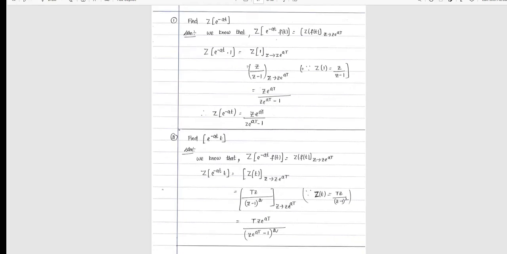Yes. Now let us do this question. Find the Z transform of e to the power minus at. As we know the formula, we have just done it in the theorem. So instead of f(t), we are taking it as 1, because we have only the Z transform of e to the power minus at. So we take f(t) as 1.